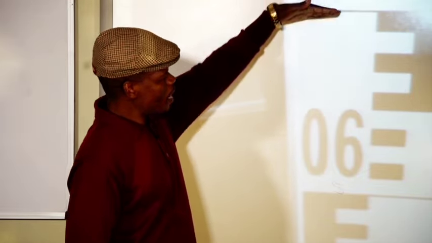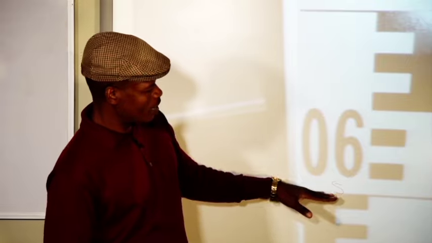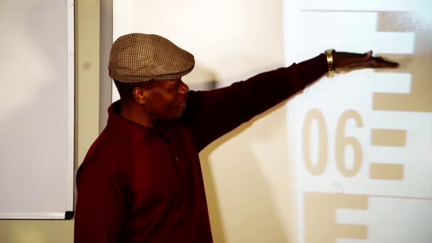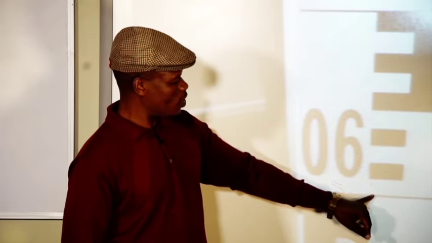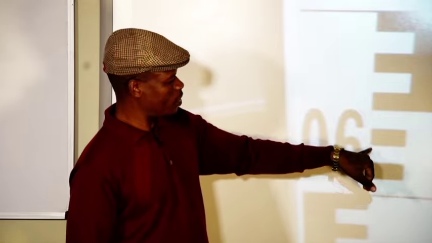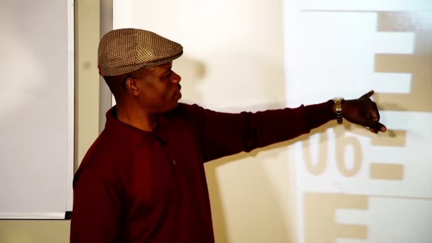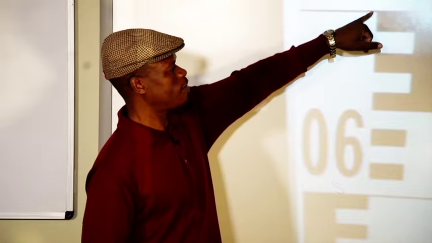That means from here up to there, you have got 100, which is also divided into smaller columns, which has got 10, 20, 30, 40, 50, 60, 70, 80, 90, 100.